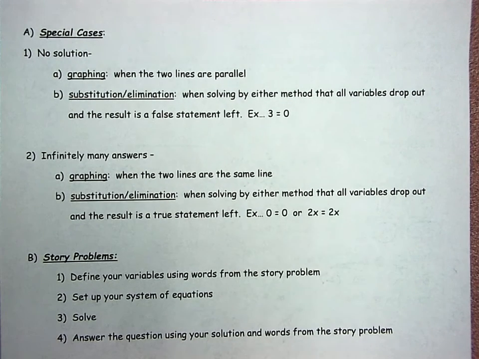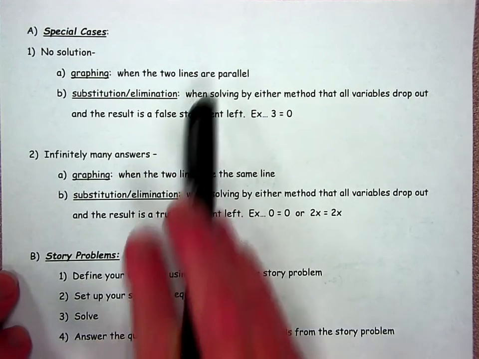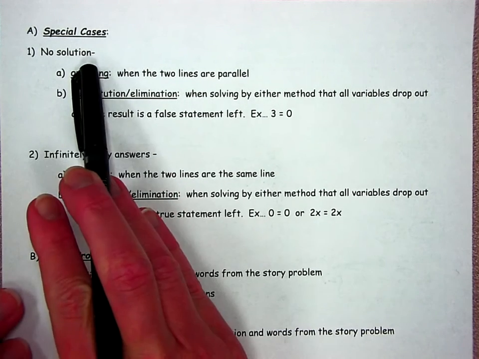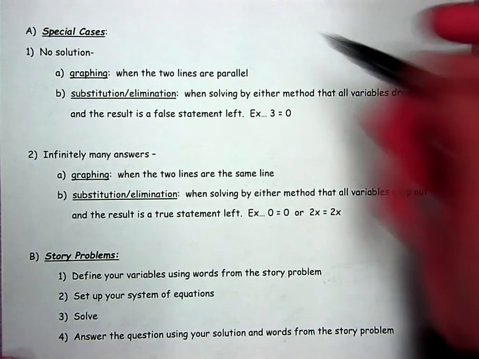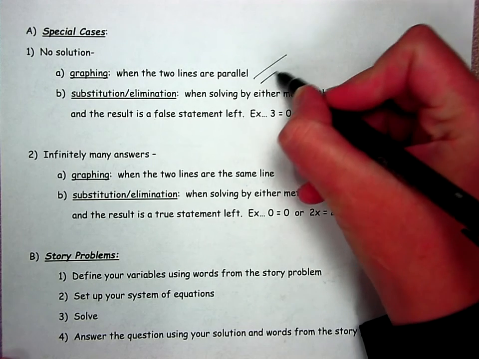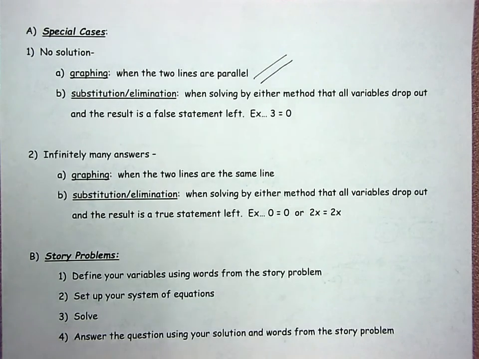All right, so here's the rest of the notes on system of equations. There's a couple of special cases that are going to happen. You would have an answer of no solution if, when you graph it, you end up with two parallel lines.